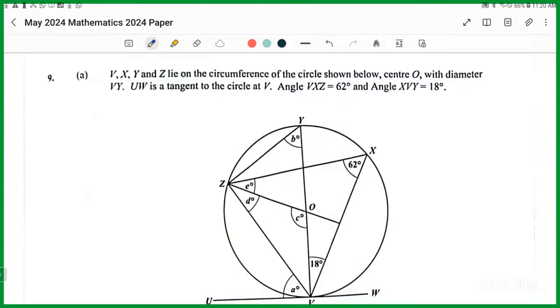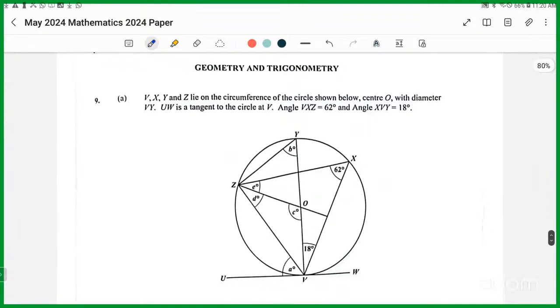All right. So on the screen is number 9 from the May 2024 exam. It's a circle theory question, as you can see. It says V, X, Y, and Z lie on the circumference of a circle shown below. Center is O, and the diameter is VY. So this is a diameter right here. That's a diameter.